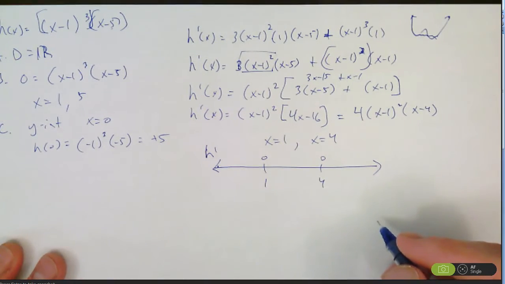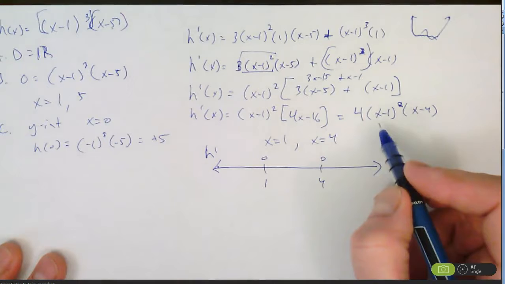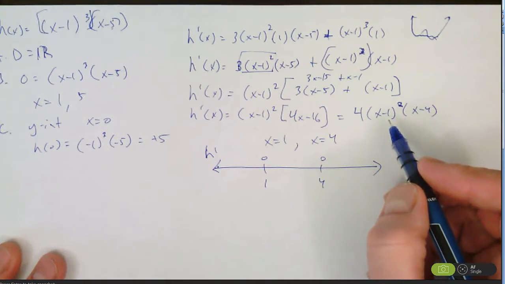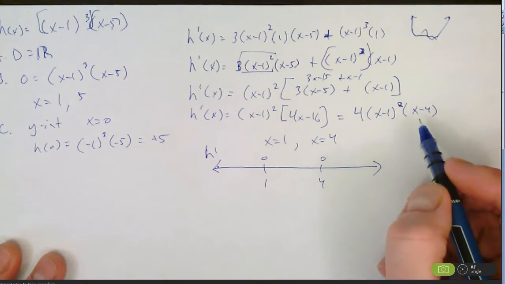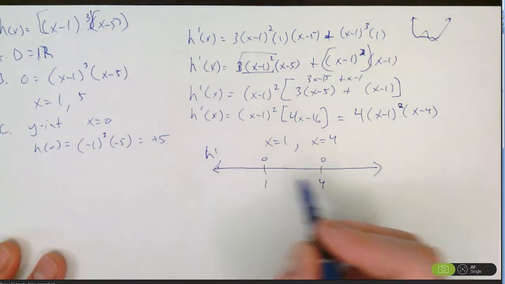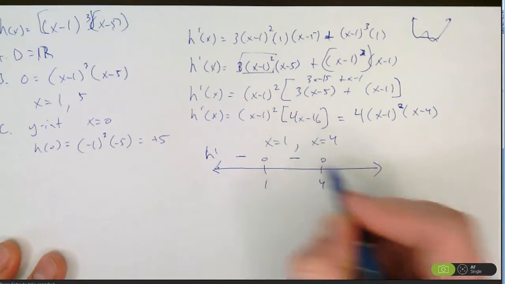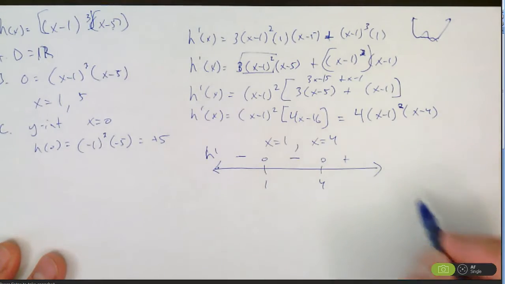increasing or decreasing behavior. So one of the nice things is no matter what I plug in for x minus 1, I'm going to square it, so it's going to become positive. So the real question is, what happens for x minus 4? Well, if I plug a number in left of 1, that's negative. Number between 1 and 4, that's negative. Number after 4, that's positive.